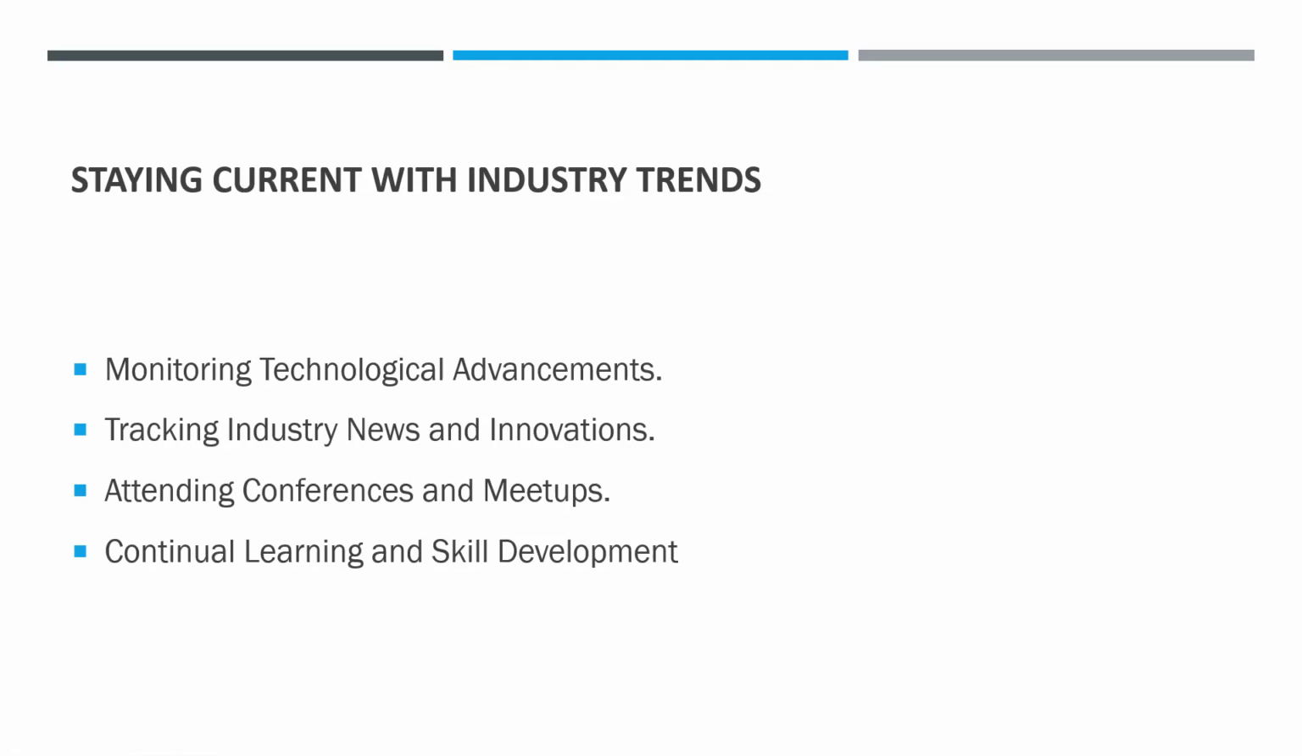You must stay current with what is going on in the tech industry. You can use Twitter for this. With Twitter you can set up your algorithm on your Twitter page that will always give you first-time news on the latest tech products or whatever. So I said under staying current with industry trends, you have to monitor technological advancement. I've explained that. You have to track industry news and innovations.